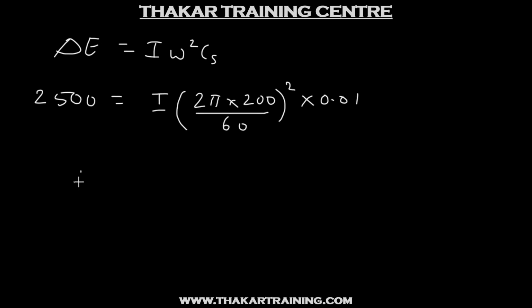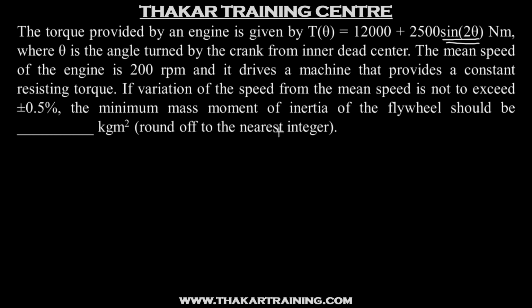So when we do this calculation, we get I equal to 569.93 kg meter square. And they have asked to round it off to the nearest integer. So in nearest integer, the answer will be 570. So that will be the answer for this question.